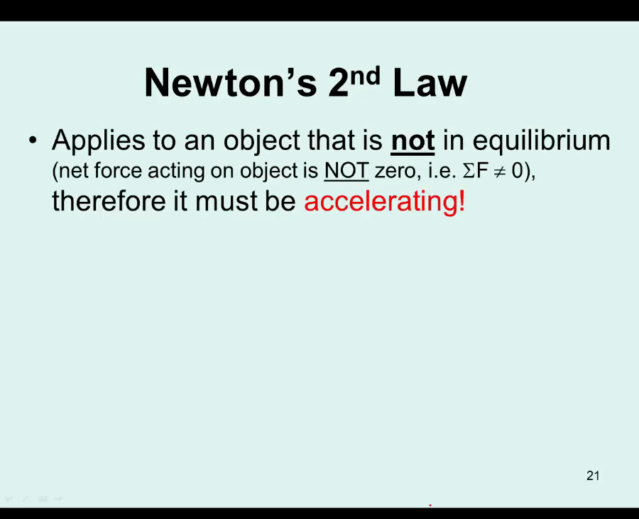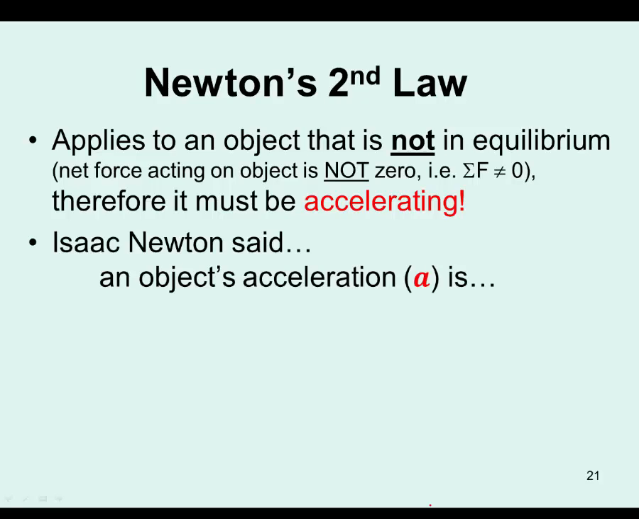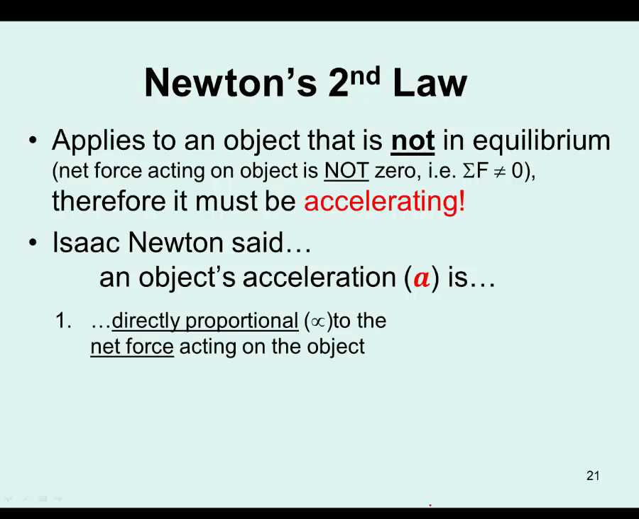So, Newton's second law. Typically, we'll talk about applying this to an object that's not in equilibrium. So our net forces are not zero, and therefore the object is accelerating. Here's what Isaac Newton said. If you were to read his original writing, this famous work called Principia, he phrased it as such. He broke this down into 3 different ideas. He said, first of all, that the object's acceleration, which we call a, is directly proportional to the net force acting on the object. In other words, our acceleration is directly proportional to the sum of our forces.